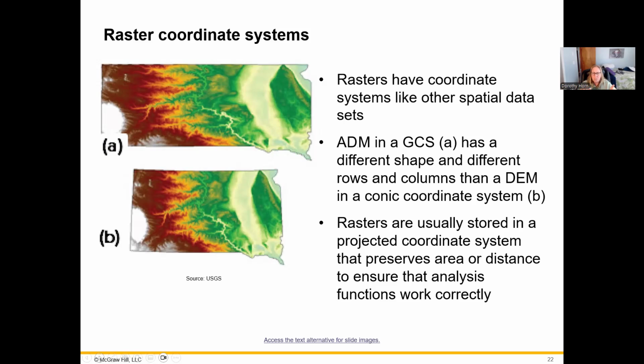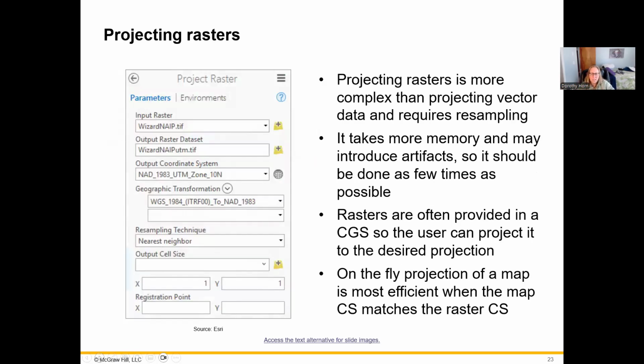In a GCS, at the top, it has a very different shape and very different rows and columns than in the DEM, the digital elevation model. In a conic system, you see those measurements are really different. So you have to pay really close attention to what your projection should be based on the area. When you project it, instead of using the regular project tool, you're going to use the project raster tool. So it's the same steps.